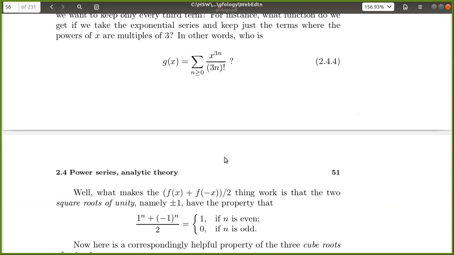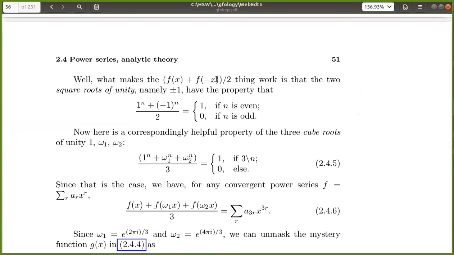Okay. So what was really making this thing special is this property, that if you take 1 raised to n plus minus 1 raised to n divided by 2, this is 1 only when n is even, and it's 0 if n is odd. So this way you were extracting the different coefficients of different powers, right? And this 1 and minus 1, what is special about them? They are the roots of x squared minus 1. So what is special about these numbers? They are square roots of 1.